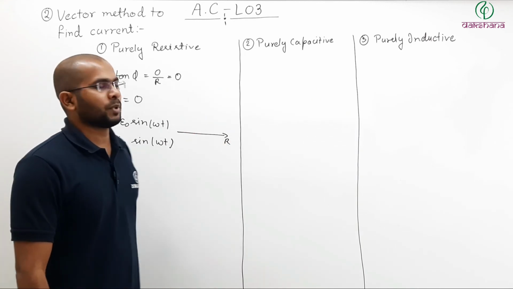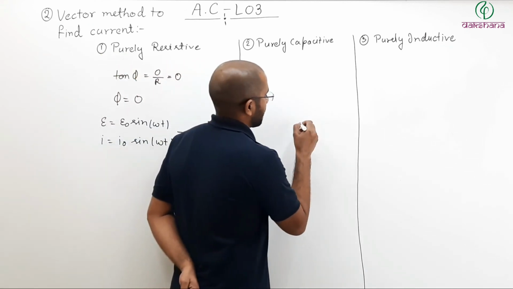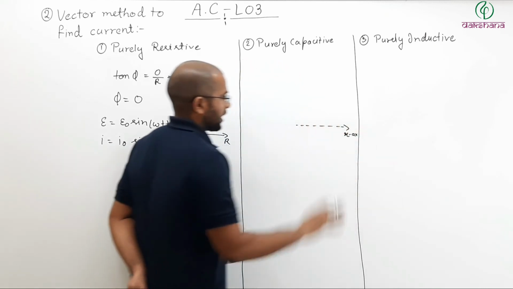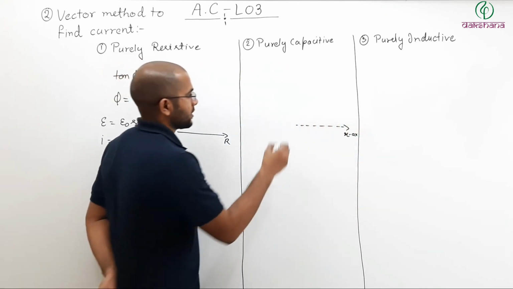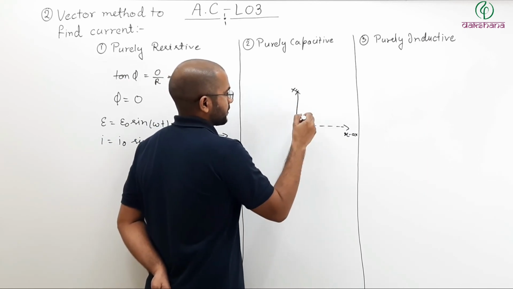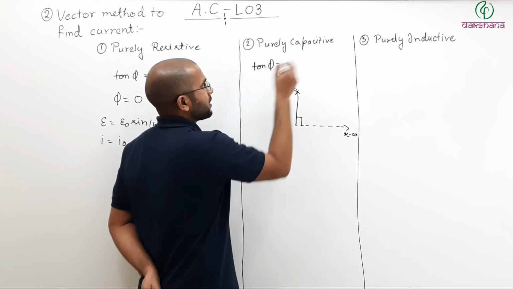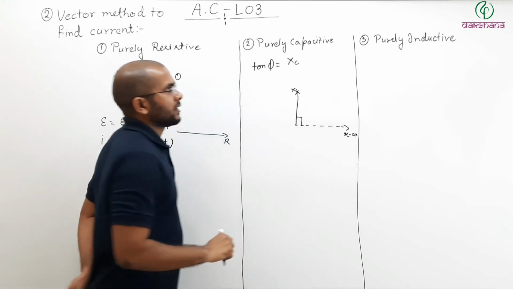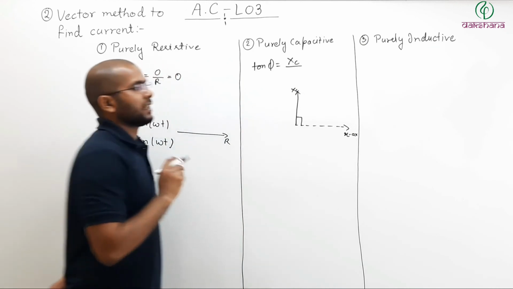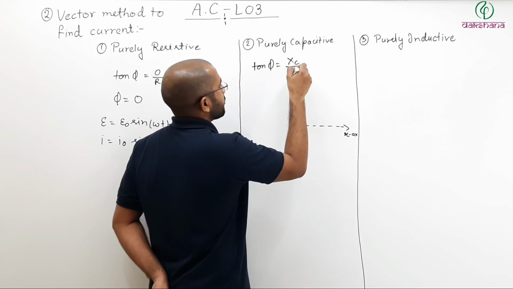Now let us talk about a purely capacitive circuit. In case of a purely capacitive circuit, there is no resistance. So this is the x-axis, and there is no resistance, but XC is there, which is here. Now what about tan phi? Tan phi is nothing but XC minus XL, which is 0, divided by R. And in case of a purely capacitive circuit, there is no resistance, so R is also 0.